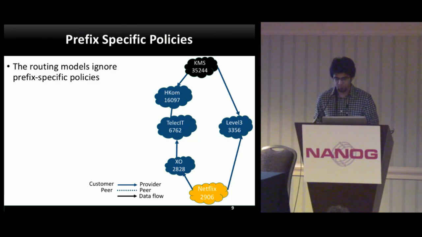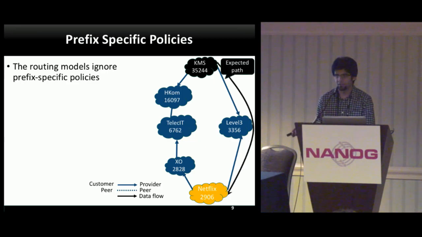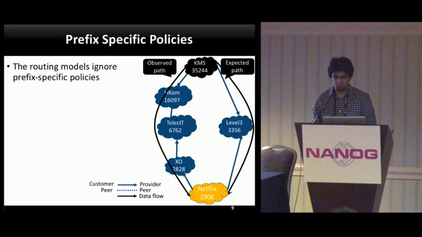consider this figure. According to this topology, AS 35244, or KMS, can take a 2-hop path through its provider Level 3 to Netflix. This was the expected path, the path predicted by the Gao-Rexford model. But in reality, the observed path was different. Instead of taking that 2-hop path towards Netflix, it took a 4-hop path toward that same host.